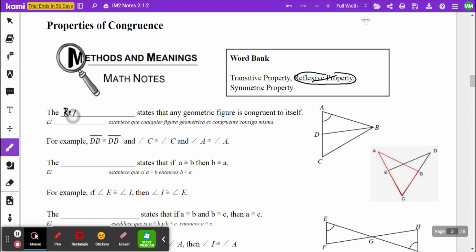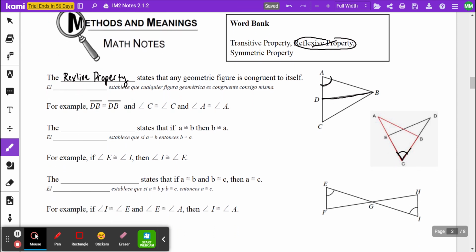The reflexive property states that any geometric figure is congruent to itself. So here in our example, we have DB is congruent to DB. Angle C is congruent to angle C. Angle A is congruent to angle A.